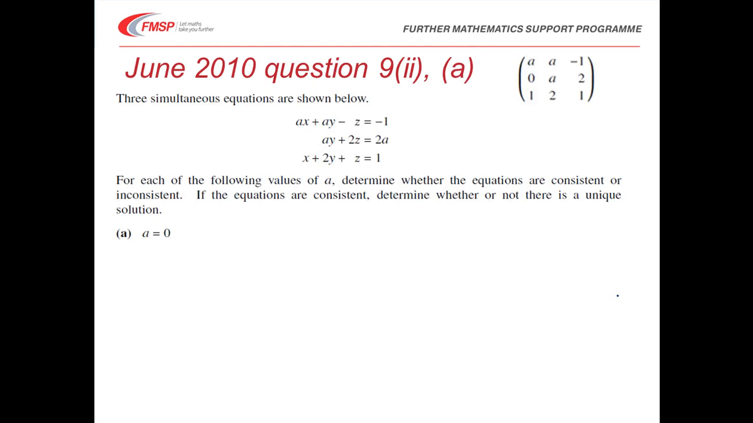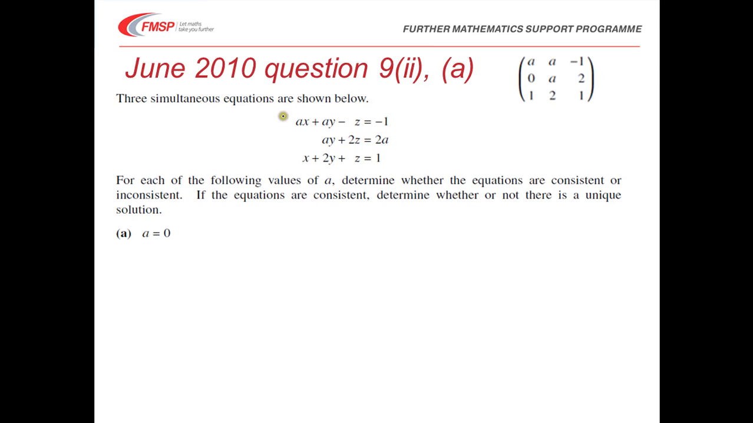So we've got these simultaneous equations, and for each of these, as I say, we've got to decide now with A equals 0 is the first one. And then if you remember, part B is A equals 1 and then A equals 2. So let's consider A equals 0.